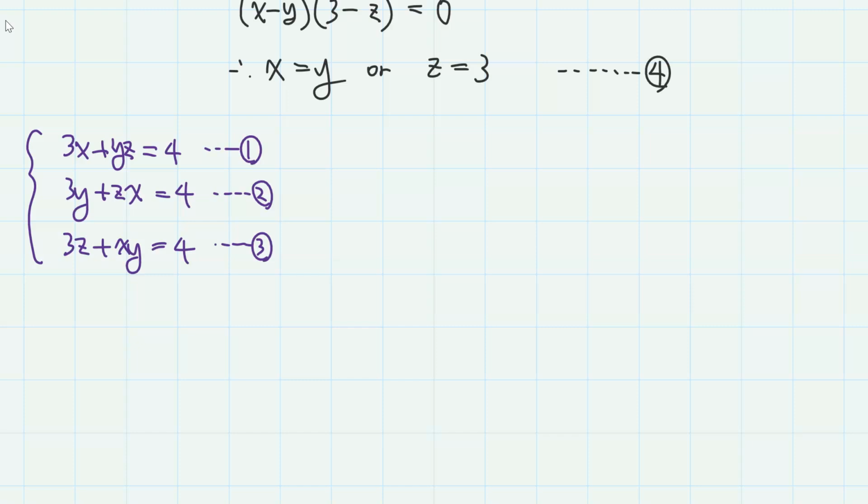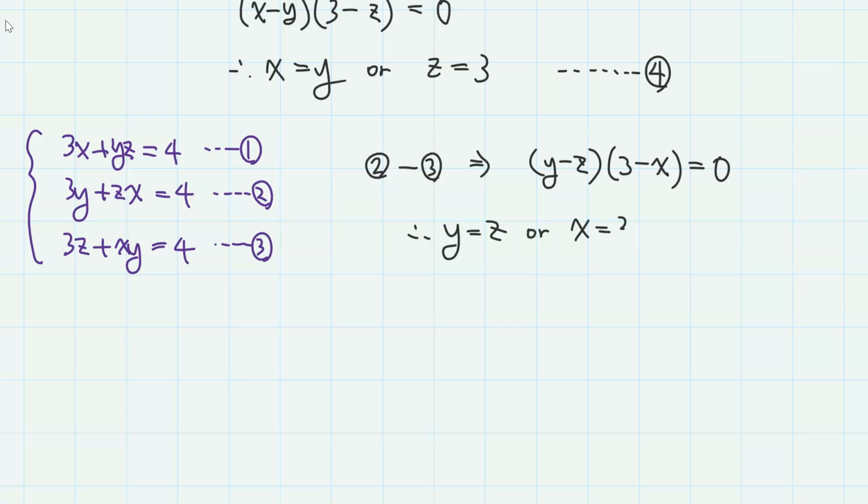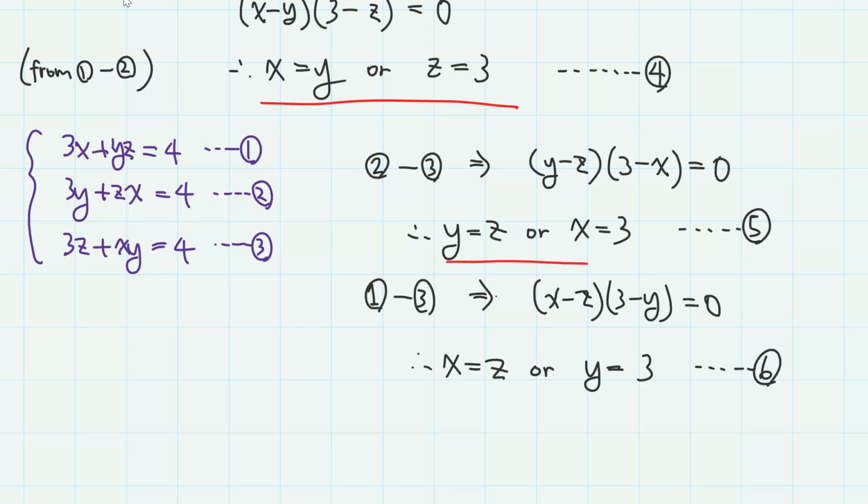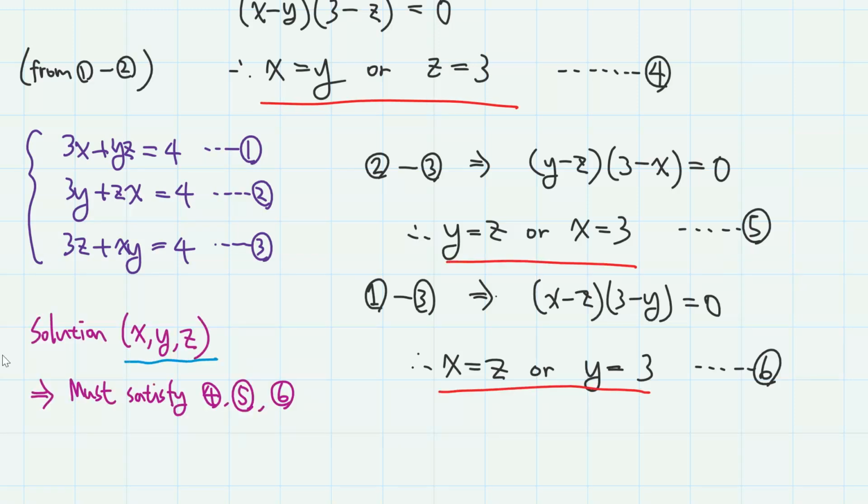Now if we do similarly for other pairs of equations, equation 2 minus equation 3 gives (y minus z) times (3 minus x) equals 0, therefore we have y equals z, or x equals 3. And let's call this condition number 5. And equation 1 minus equation 3 gives (x minus z) times (3 minus y) equals 0. Therefore, we have x equals z or y equals 3, which we will call condition 6. So we have these conditions. Thus, any solution x, y, z must satisfy these conditions simultaneously. But before we go any further, we have to make a very important observation.